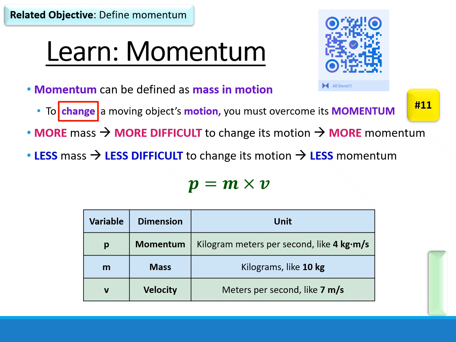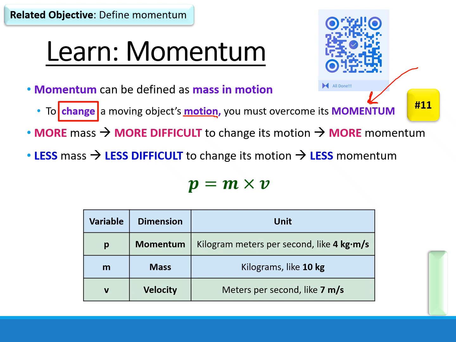Okay, so what we're talking about is momentum. Momentum is defined as mass in motion. And in order to change a moving object's motion, you have to overcome its momentum. So question number 11 is to change, right?